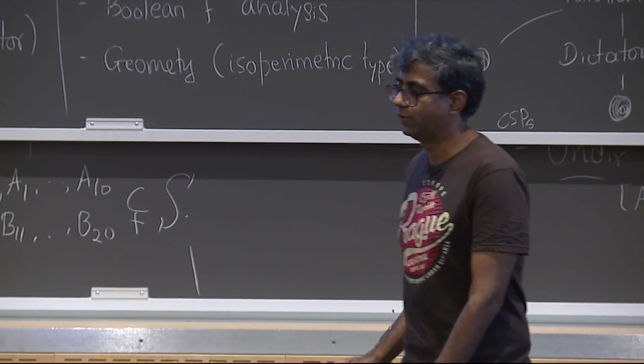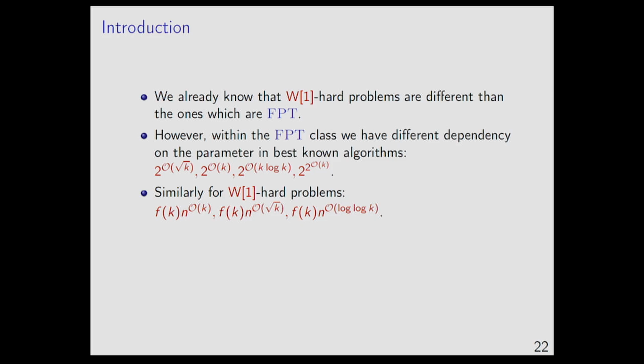Okay, so we already know that W1-hard problems are different from ones which are FPT. Now, however, within FPT, we have different dependencies on the parameter. Some are sub-exponential, some are single exponential, some are k log k, some are even double exponential, some we don't even know, especially those algorithms coming from graph minors, how many towers of 2s there are. So there is a variety of algorithms with a variety of running times. Similarly for W1-hard problems, some have running time f of k times n to the power big O of k, some are like root k, or some are like log k. I mean, you name it.